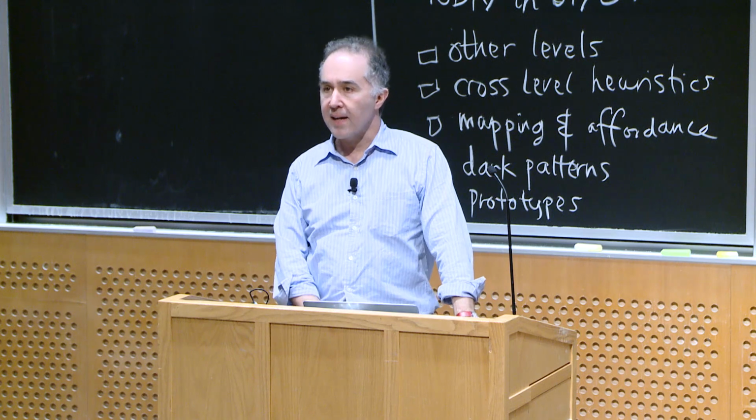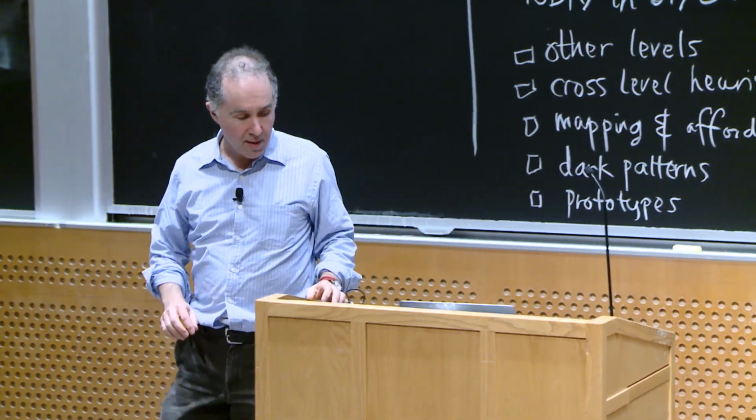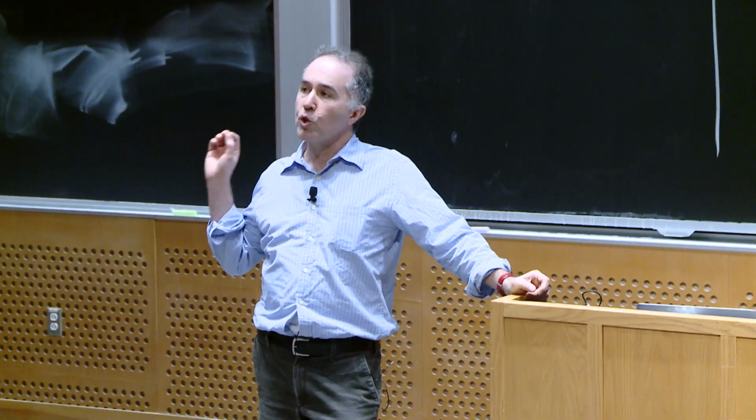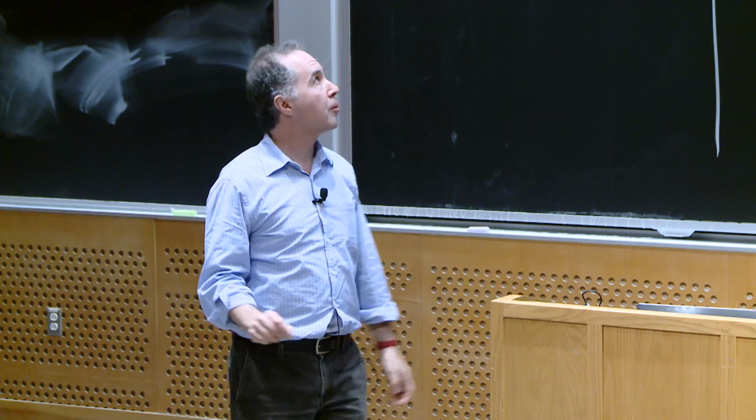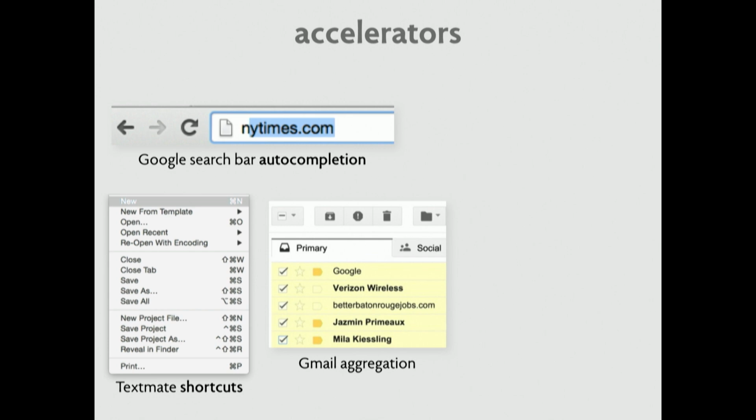One of the useful ideas is the idea of an accelerator, which is that you can provide shortcuts to users to enable them to get to a point more quickly than going through a normal path. So standard accelerators are things like auto-completion, shortcuts, and it's very nice if the shortcuts can be recognized rather than recalled.